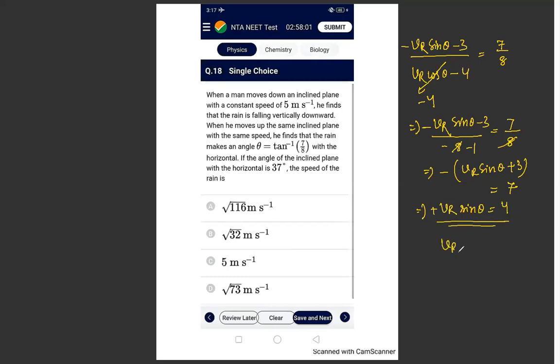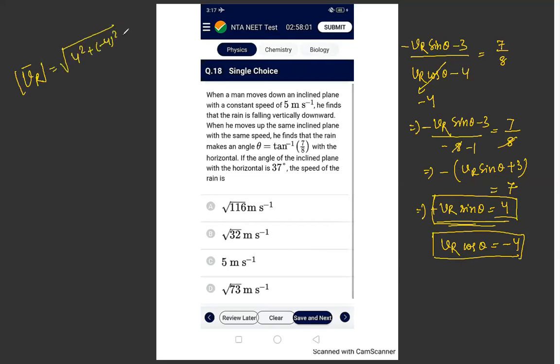Now I have two values: Vr cos theta equal to minus 4, and Vr sin theta equal to plus 4. So in fact we got both the components of the rain. Since they are perpendicular to each other, we can directly write the magnitude or the speed of the rain as square root of 4 squared plus minus 4 whole squared, which is 4 root 2. But 4 root 2 is not among the options, so take the square of 4 inside the square root. It comes as square root of 32 meter per second. So the answer is option B.